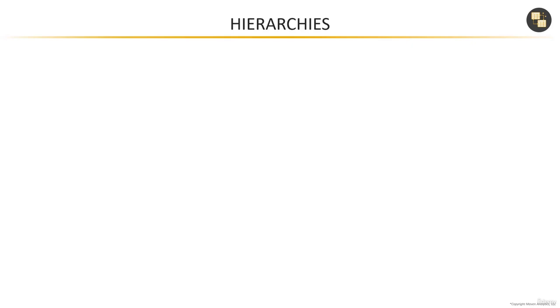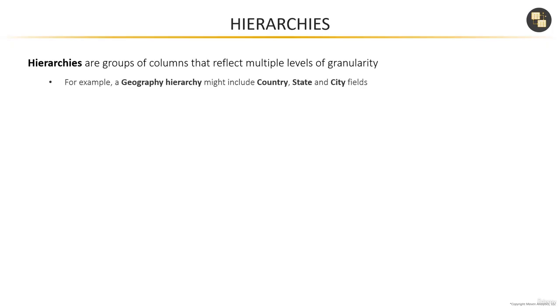All right, everyone, the last topic that I want to cover in this data modeling section of the course is how to create custom hierarchies. So hierarchies are groups of columns that reflect multiple levels of granularity. For example, a geography hierarchy might include fields like country, state, and city. A date hierarchy might contain fields like year, quarter, month, week, and date.